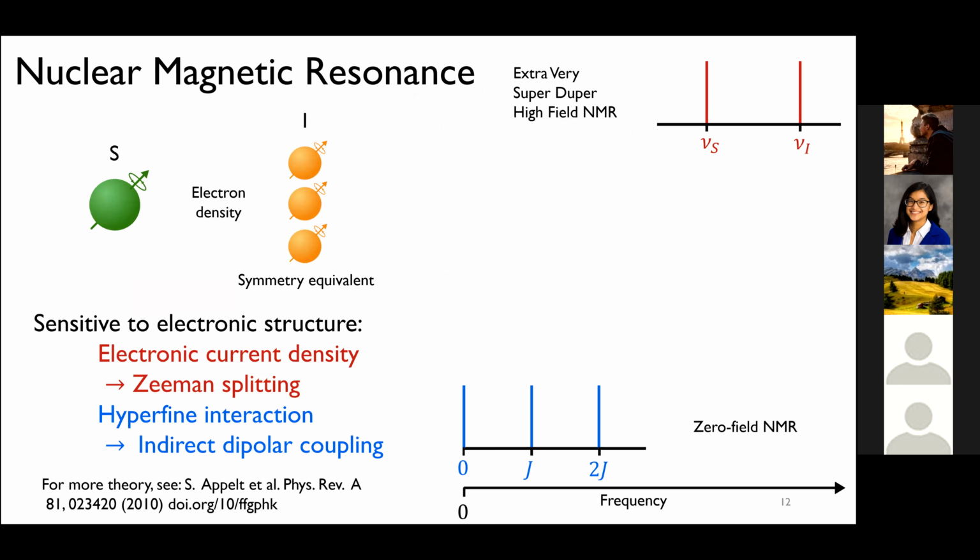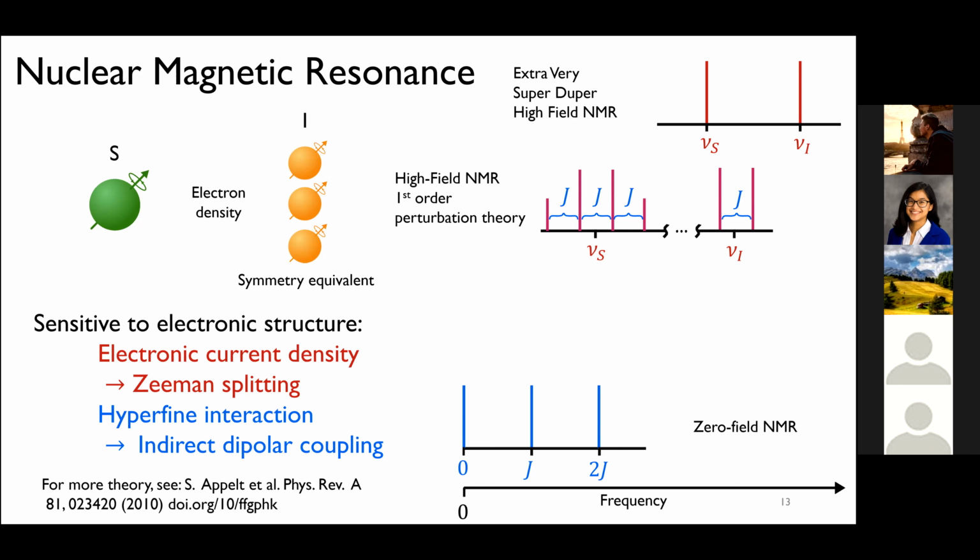So it's at super duper high magnetic fields up there. You just see the Zeeman splitting. It also controls or mediates the hyperfine interaction, which results in an indirect dipole coupling, which organic chemists would probably know as the J coupling, or NMR spectroscopists. And that's what you'd see at no magnetic field. You just see the effects of that indirect dipole coupling.